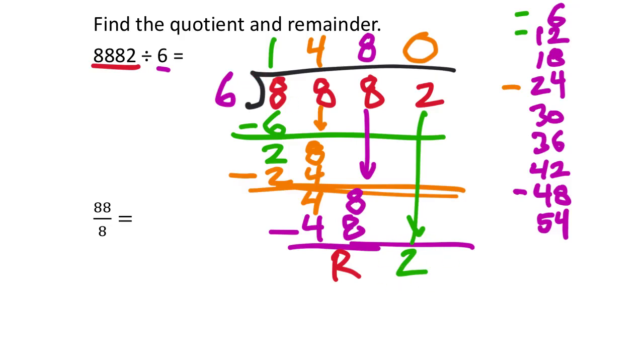So you can take 8,882 and split it up into 6 groups equally. That'd be 1,480, but if you did, you'd have a remainder of 2 of whatever it is that you're splitting up.